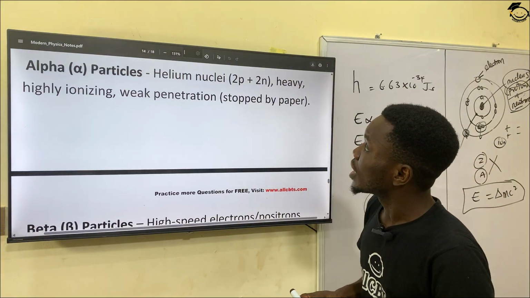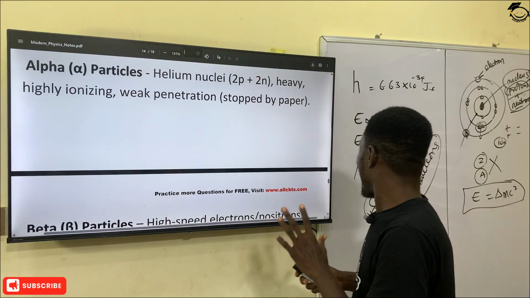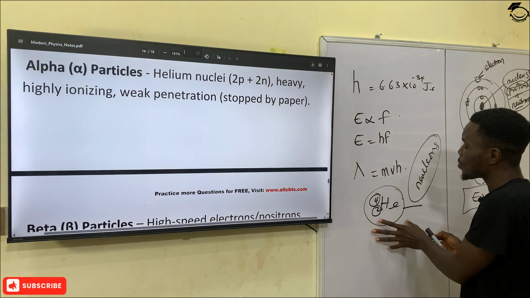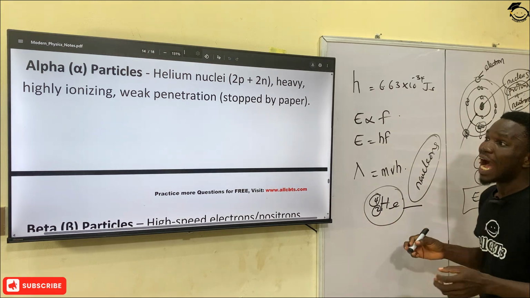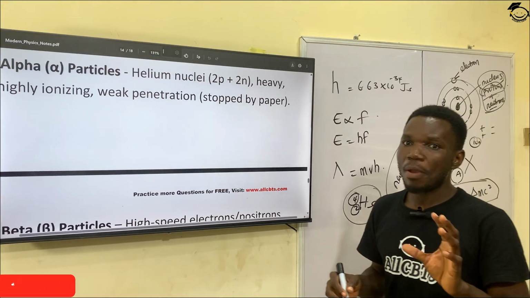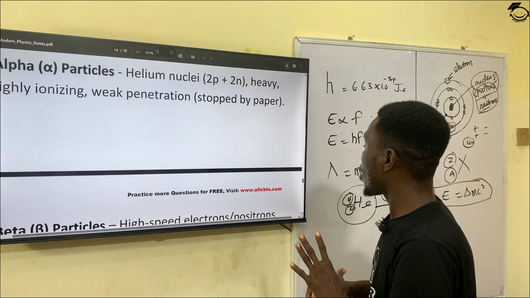So, it is a weak emission or a weak radiation where only small particles are emitted, and it can easily be stopped by paper.